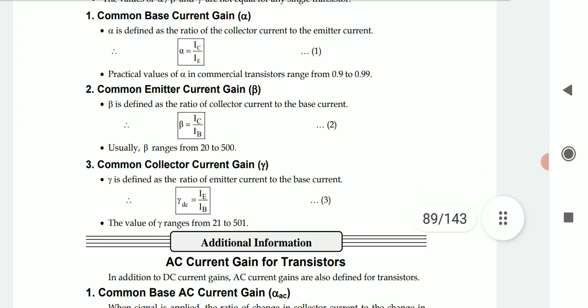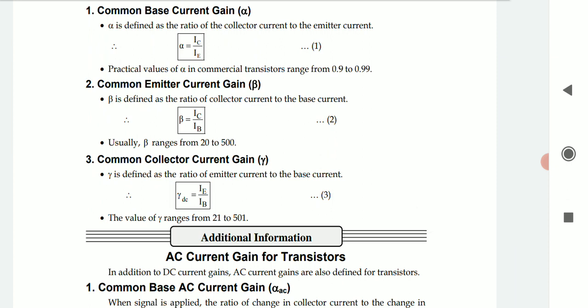Similarly, the current amplification factor in common emitter is beta, which is defined as the ratio of output current to the input current. Output current is collector current and input current is base current in common emitter configuration. Therefore, beta is equal to IC by IB. The beta value ranges from 20 to 500.